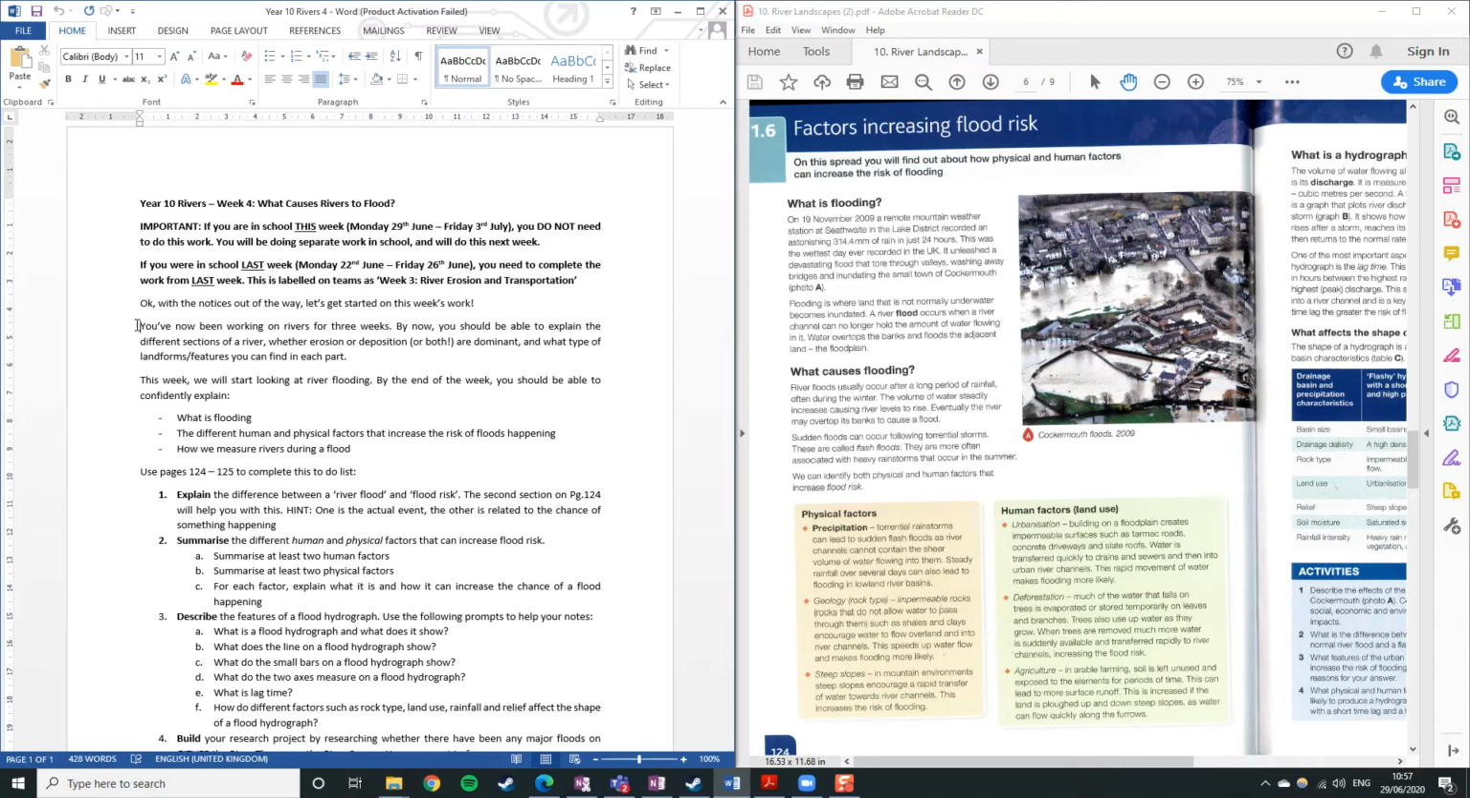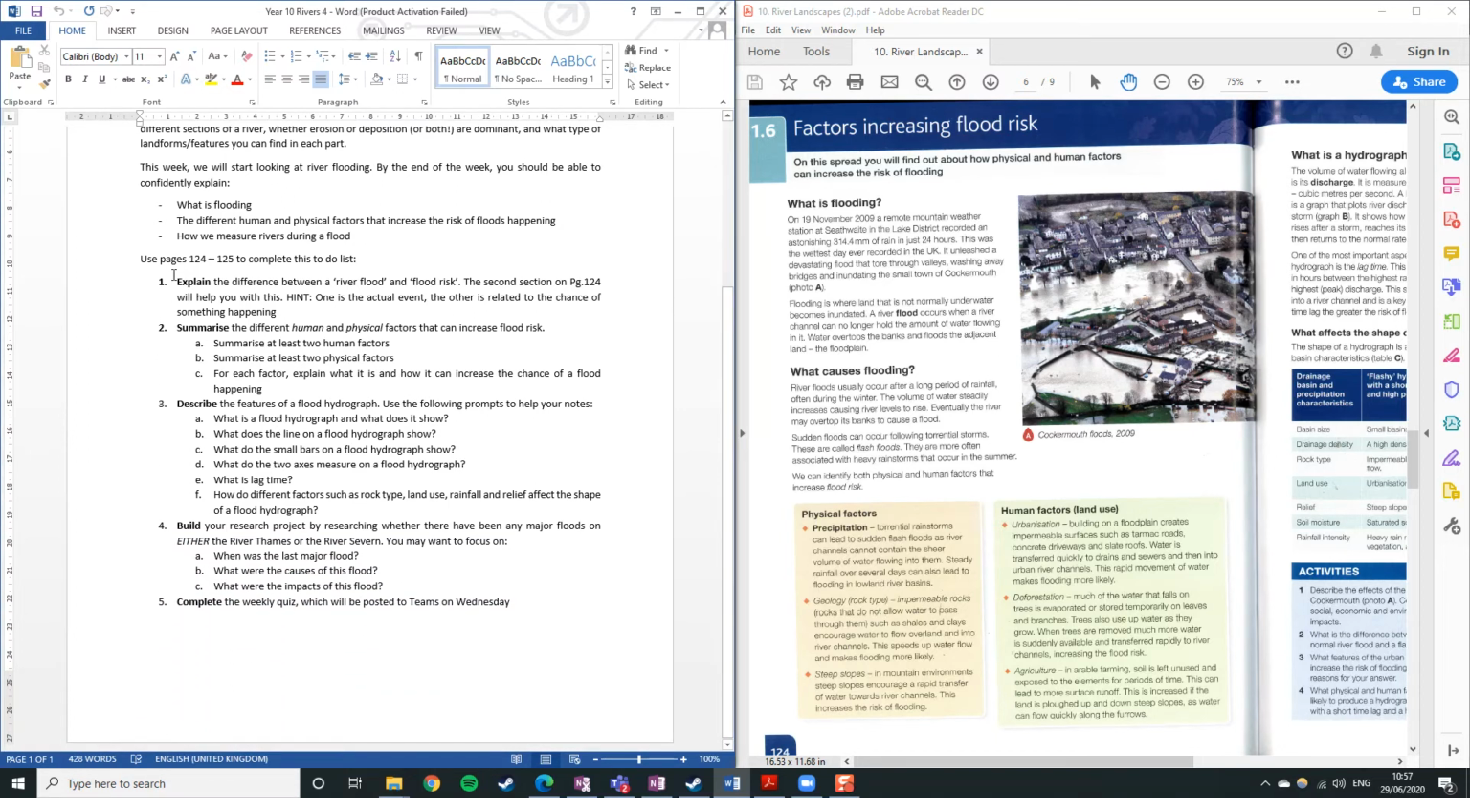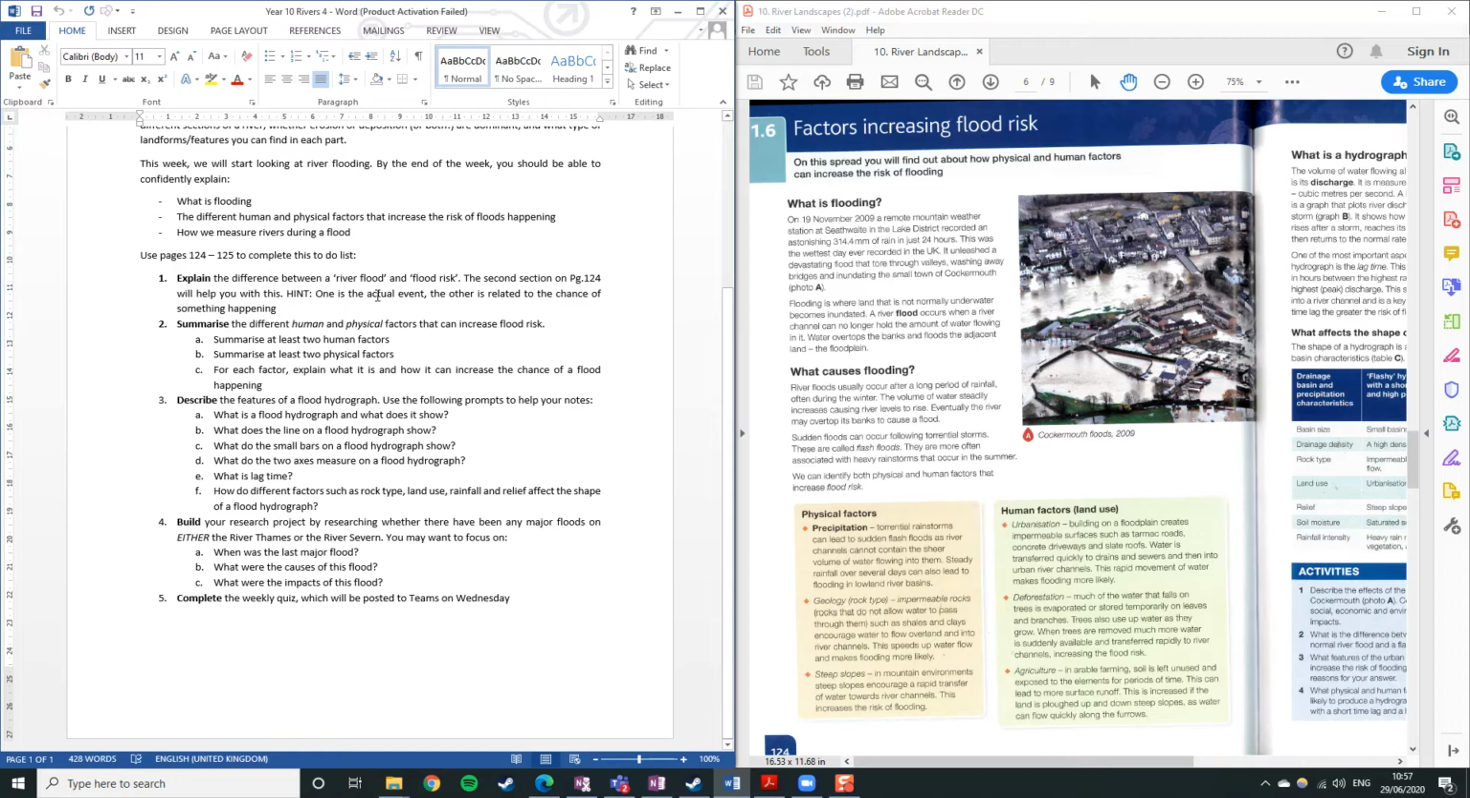Some of you might remember we did do something similar in year 8, but we're going to deepen that knowledge by the end of this week. So by the end of this week, you'll be able to explain what flooding is, some different factors that increase the risk of floods happening, and also how we measure rivers during a flood. So let's go through some of the activities this week, and hopefully I'll be able to explain some of the trickier bits for you.